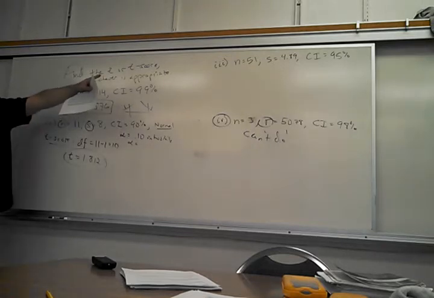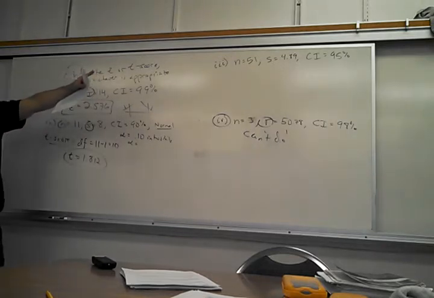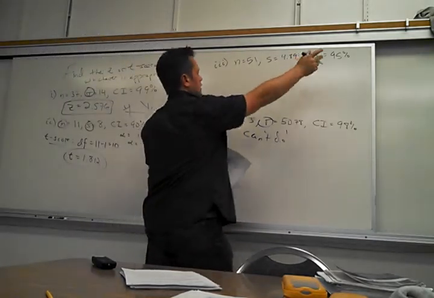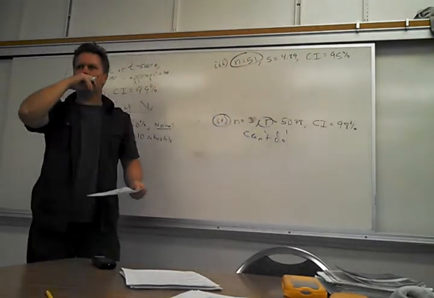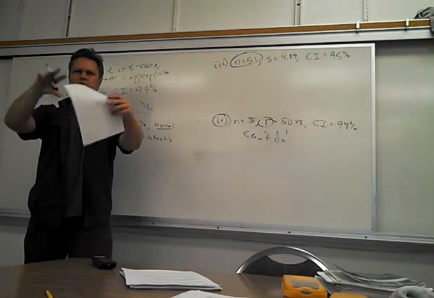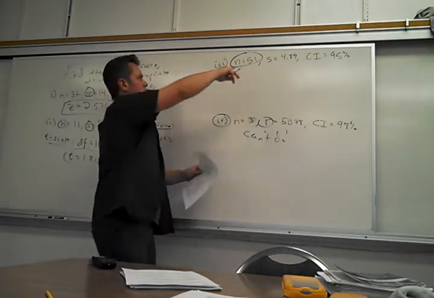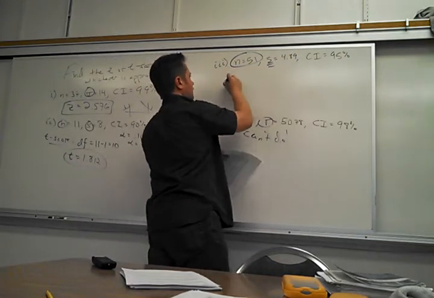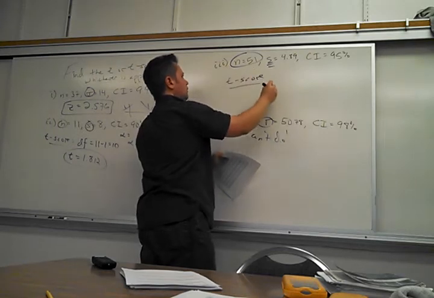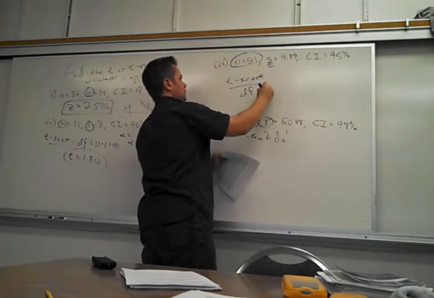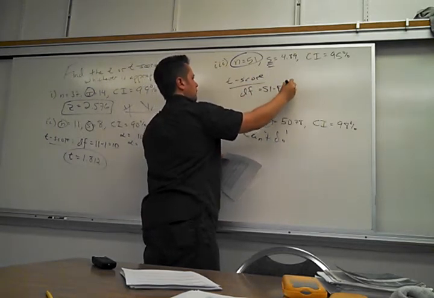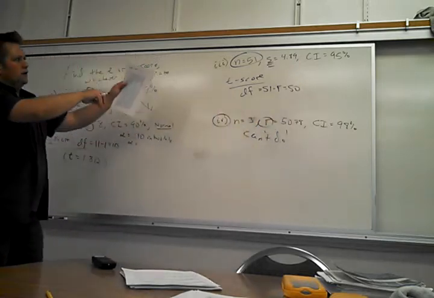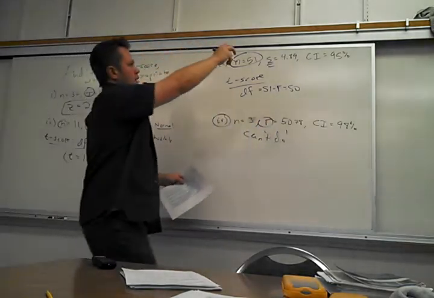And then what can I do on number 3? T-score. I don't say it's normal, but I don't have to because N is big enough for the sampling distribution of sample means to be normal. I only know S, so I have to get a T-score. First step again, degrees of freedom. So 50. Confidence interval is 95%, so what's alpha?